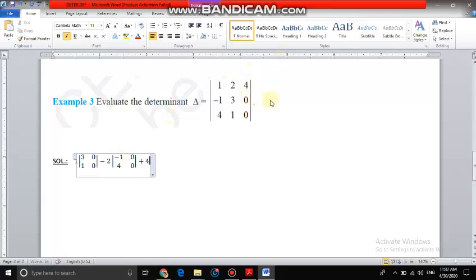4 into, I put the determinant. So this is the A13 element. A13 means first row and third column will be excluded. If I exclude first row and third column, my left out elements are minus 1, 3, 4, and 1. This is how you write the determinant of a matrix. Please do mention here determinant of A equals to this one.